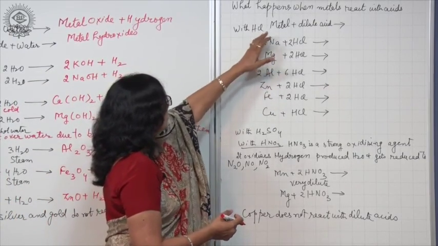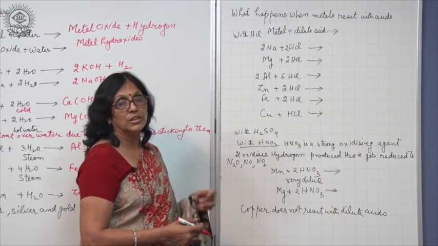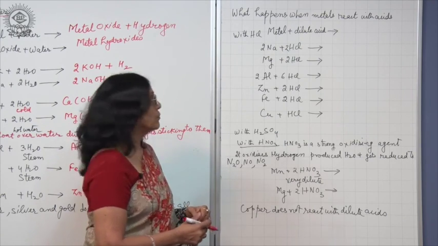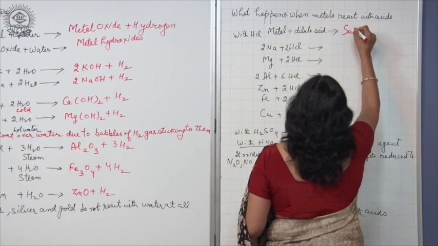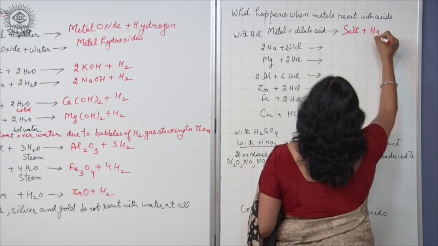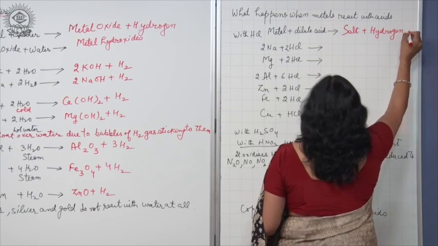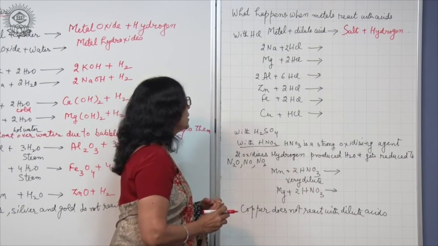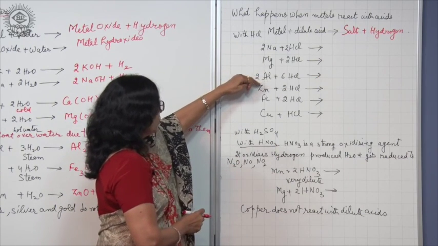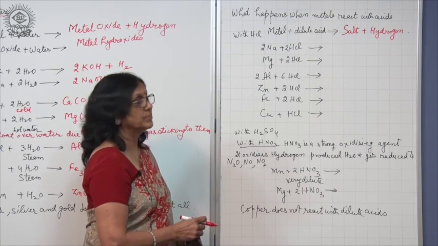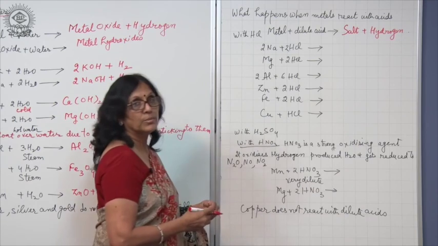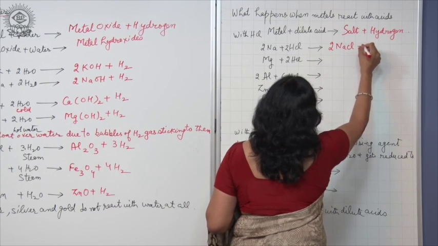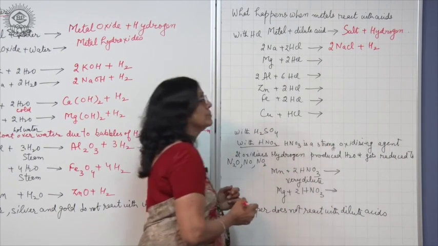Let us first discuss the general word equation. Metal plus dilute acid forms salt and hydrogen gas. And now let us see what happens with dilute HCl. How do metals like sodium, magnesium, aluminium, zinc, iron and copper react? As I have told you earlier, sodium reacts violently and forms salt, sodium chloride, and hydrogen gas.